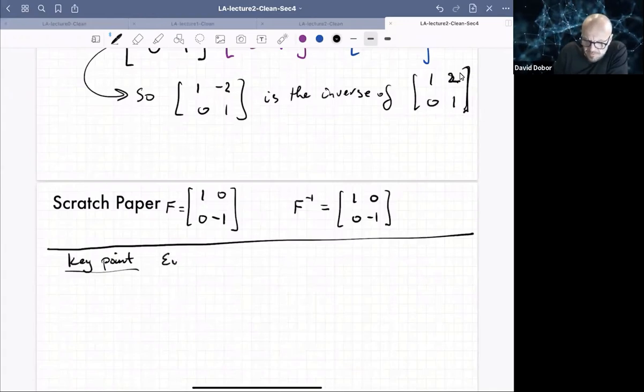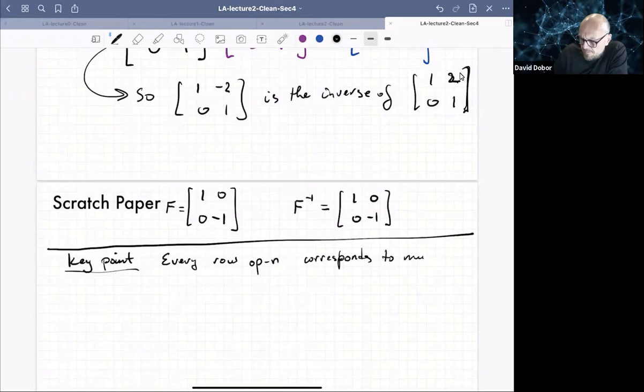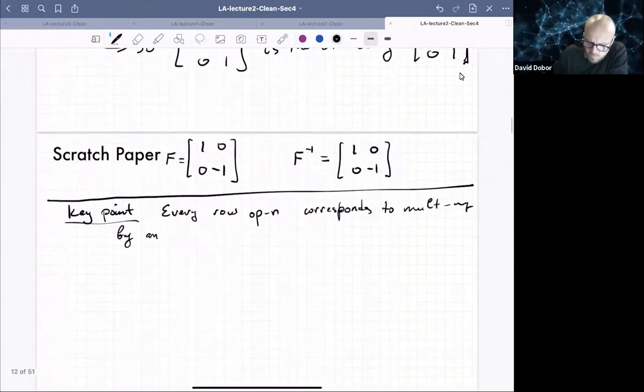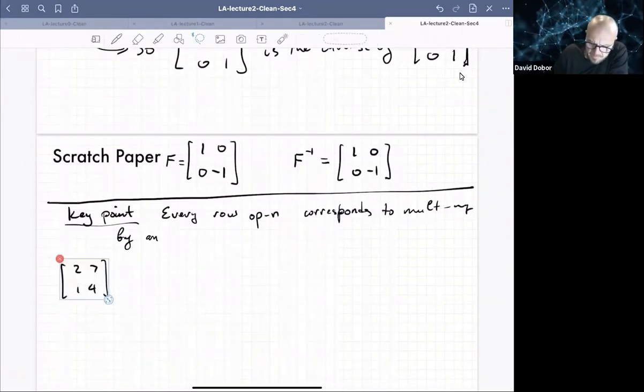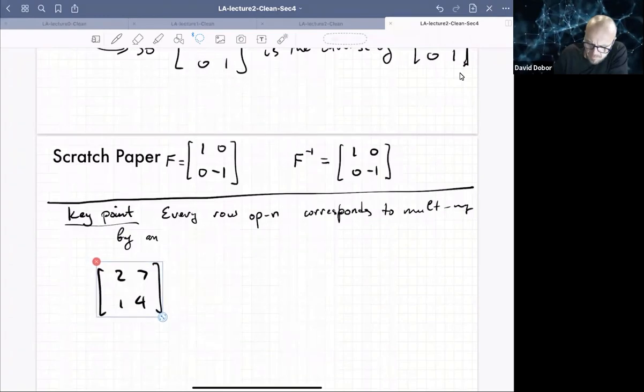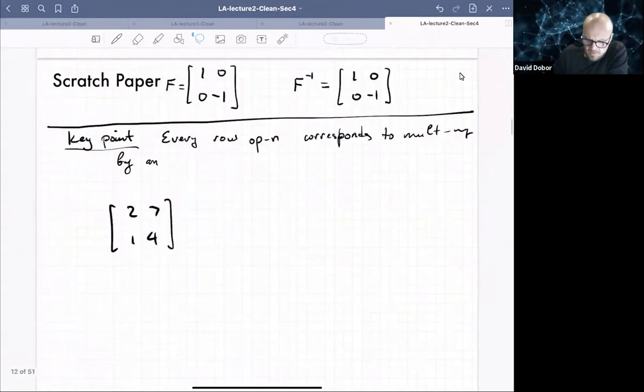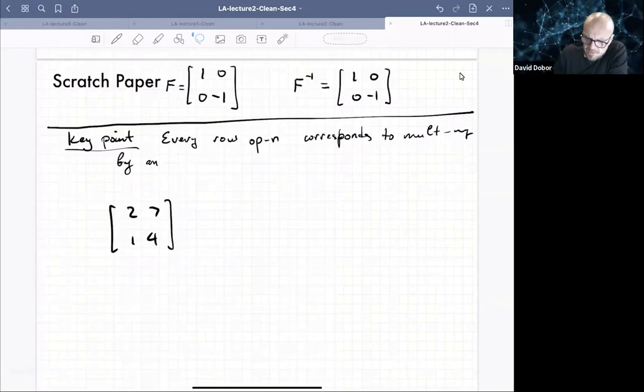Every row operation corresponds to multiplying by one of those elementary matrices. And I'll start with an example. At the end of this, we'll have the inverse of this matrix. Okay, multiplying by an elementary matrix.